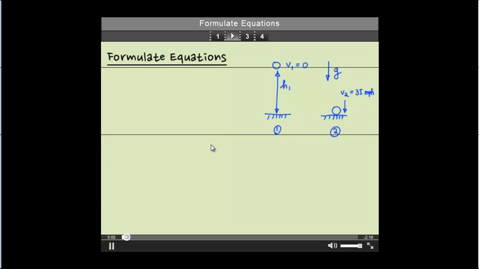Let's think about what kind of equations we would need to solve this problem. Now, I know that this is in the energy section.